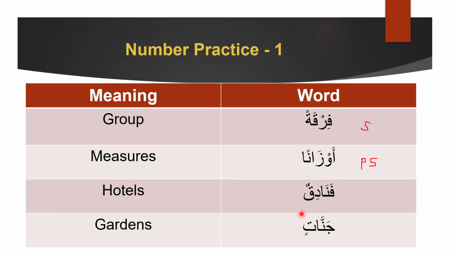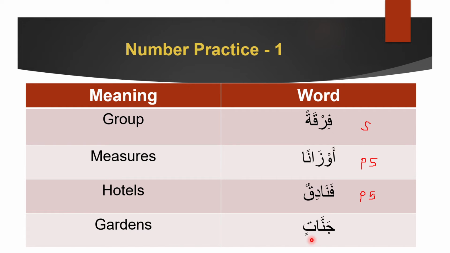Next, fanadiqun. Again, we look at the word. Does it have an ending sound or ending combination? This word clearly has an ending sound. So now we know that it's either singular or plural. We look at the meaning. The meaning tells us that this word is hotels, which means that it is a plural. And since a hotel is a non-living thing, we can tell that this is a non-human broken plural, which is the fifth type.